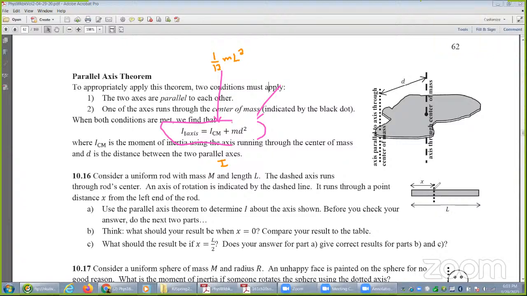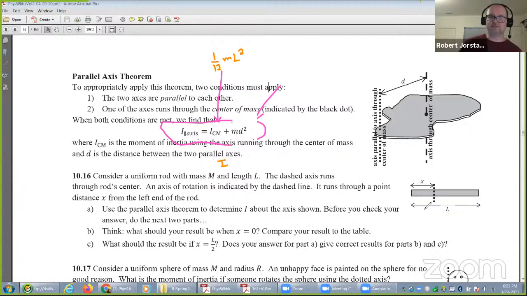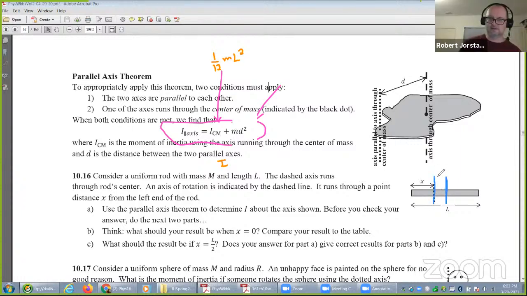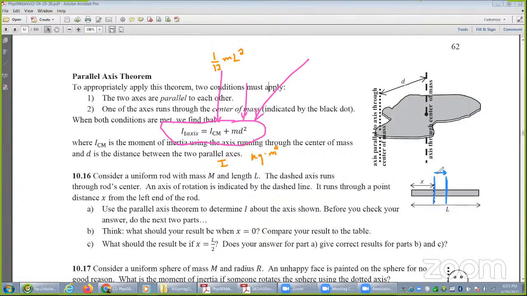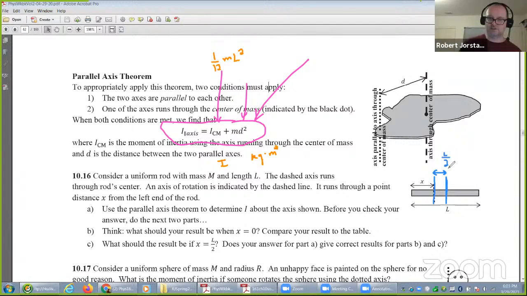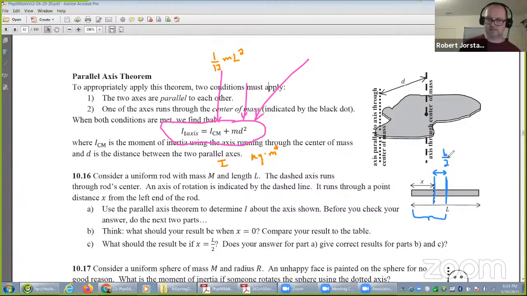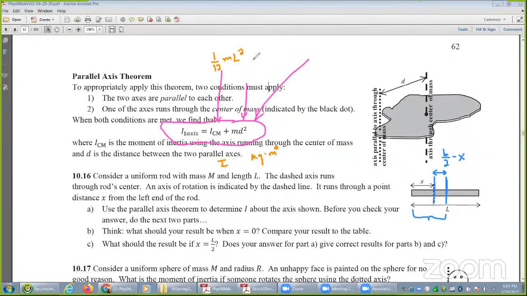X? No. Wait. It's the distance from what to what? Help me out. So from the center of mass to the other axis, right? Yes. So L over 2 plus X? No. L over 2 would be the whole distance here. It's not plus. L over 2 minus X? Yes. Does that make sense? Yes.